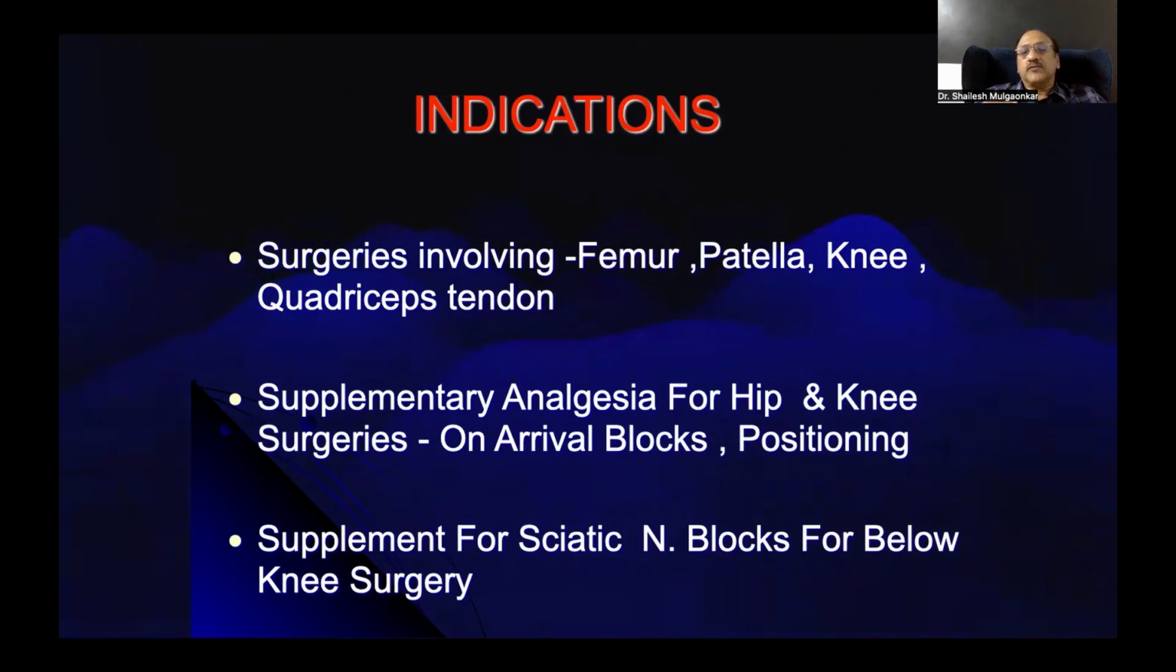Then, if the patient comes for hip replacement surgery, you want to make the patient sit for spinal or epidural. It is so painful, but once you give the femoral nerve block, within 5 minutes, the patient will be able to sit up and you can give a spinal or epidural. Now, they are also used as a supplement for sciatic nerve blocks for below knee surgery. So, below knee, everything is supplied by the sciatic and its branches, the tibial and the common peroneal, except the medial portion, which is supplied by the saphenous nerve, a cutaneous branch which is a continuation of the posterior branch of the femoral nerve.